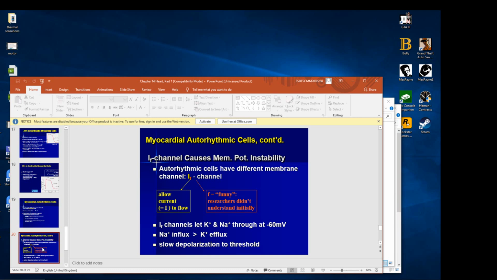Now autorhythmic cells have different membrane channels that allow current to flow, a type of channel which researchers didn't understand initially. Now If channels let potassium and sodium through at minus 60 millivolts, and sodium influx is more than the potassium efflux. Slow depolarization leads to threshold potential.